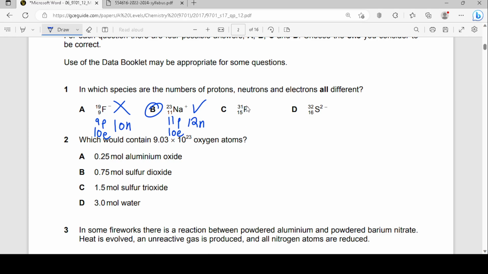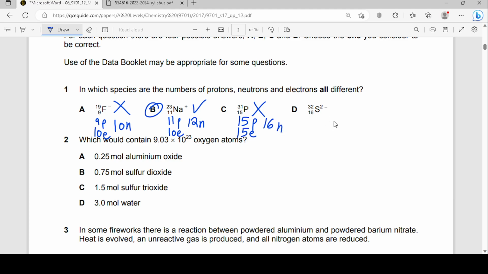So 31 15 P, so it has 15 protons, and then because it's neutral, it has the same number of electrons, 15 electrons, and again we can immediately cross it out for that reason. But anyways, then the neutron number would be 31 minus 15, which is 16 neutrons.